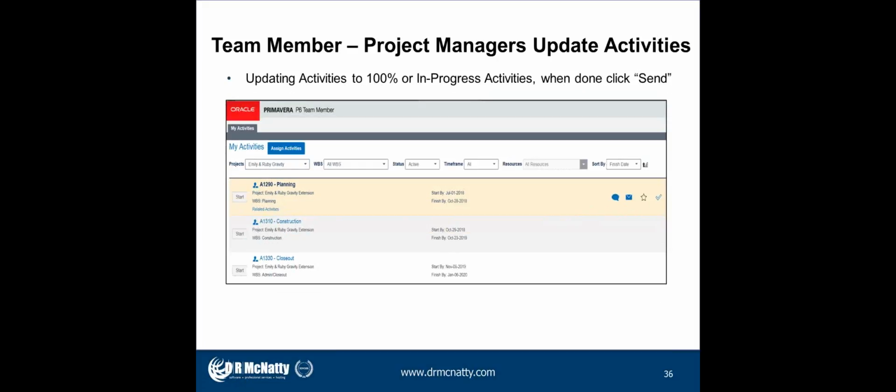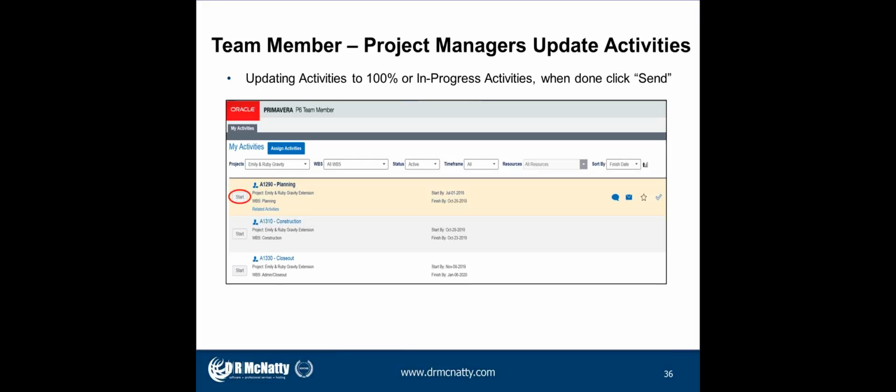For updating activities, very simple. This is one of the reasons why we liked this. So I'm going to go through a way to update an activity to 100% or in progress. And then when you're done, you can just click the send button. So the project manager would log in to their team member. They would see their activities in their queue.